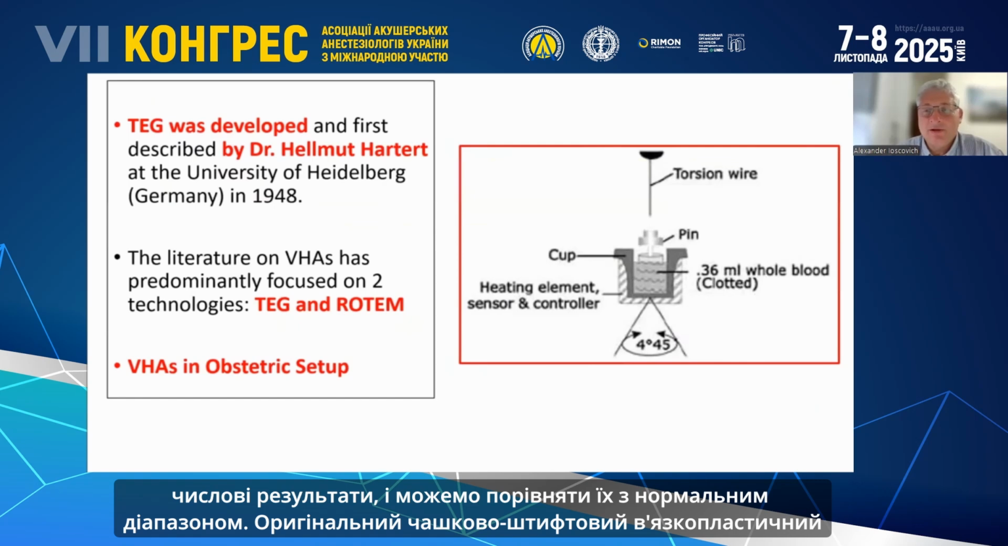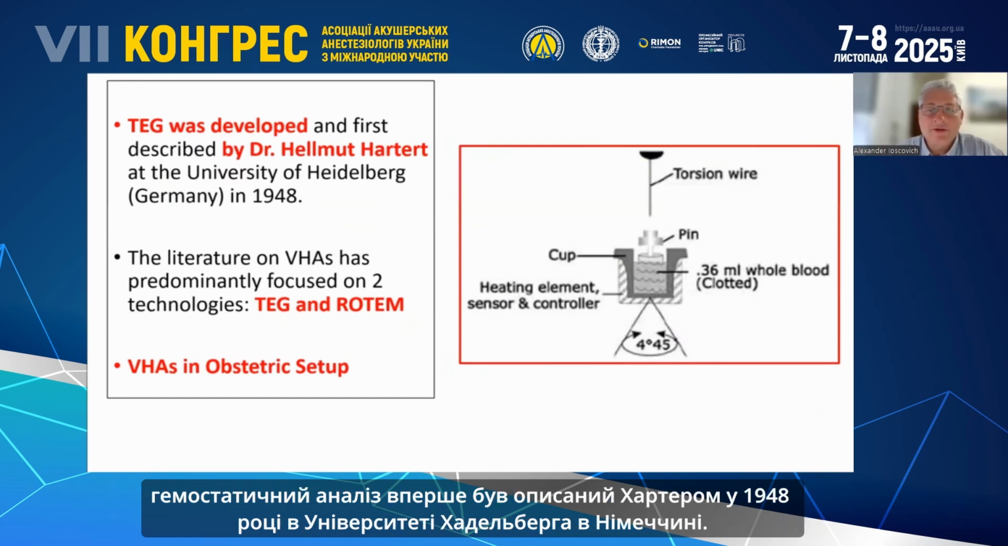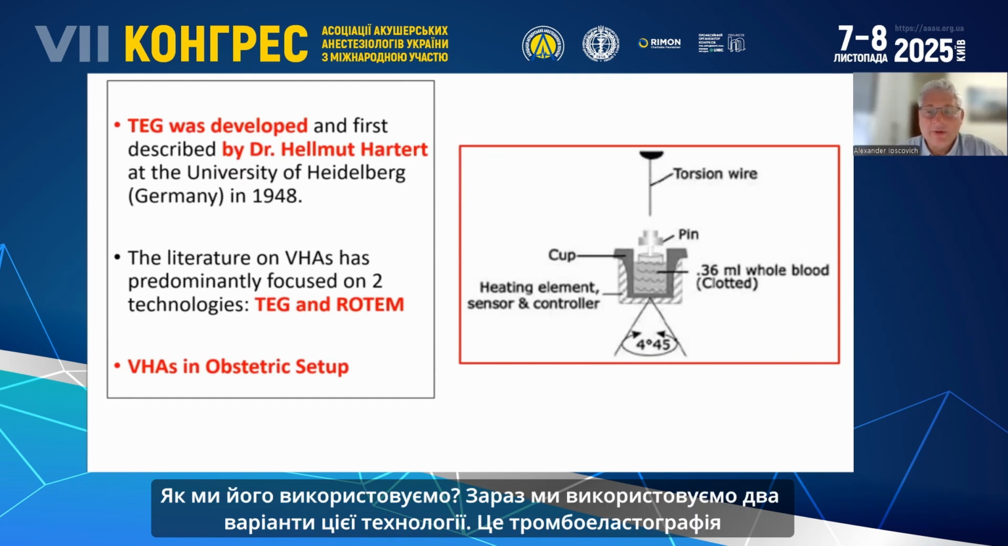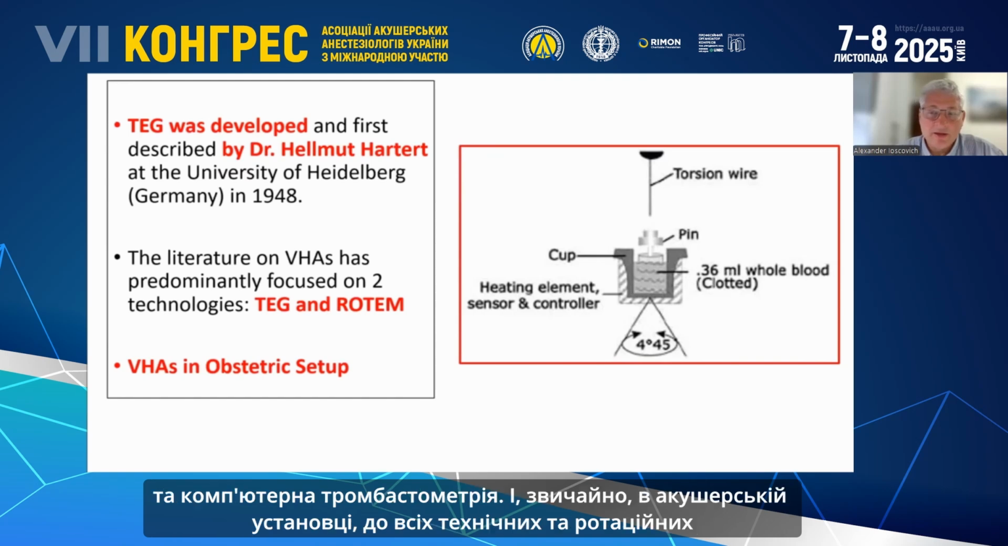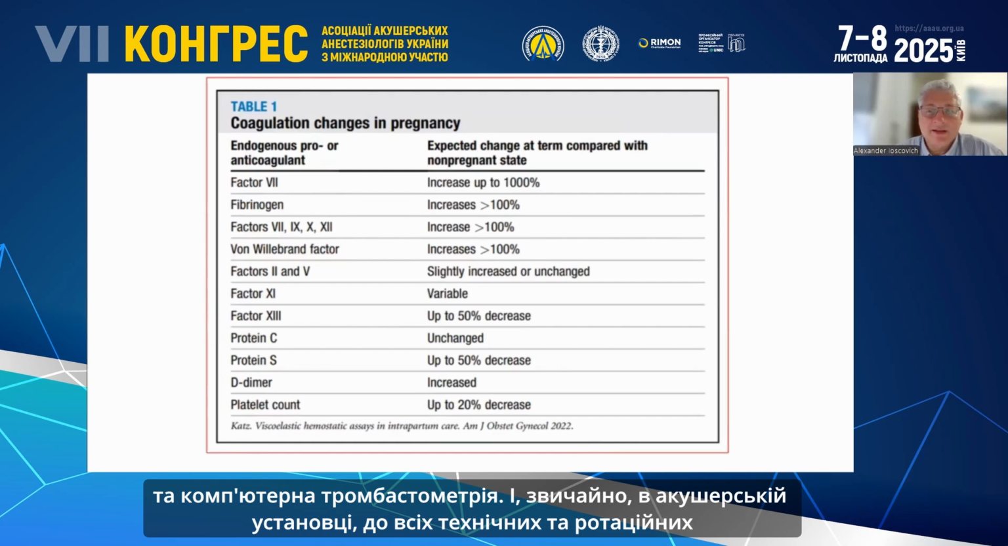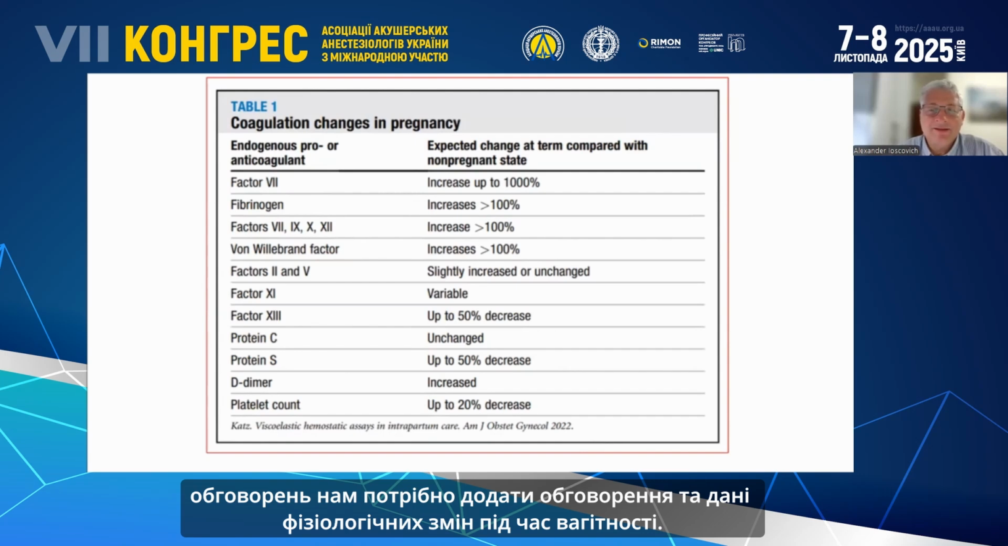The original cup and pin viscoelastic hemostatic assay was first described by Hartert in 1948 at the University of Heidelberg in Germany. Now we use two variants of this technology: TEG, thromboelastography, and ROTEM, rotational thromboelastometry. And of course, in the obstetric setup, to all the TEG and ROTEM discussion, we need to add the discussion and data of physiological coagulation changes of pregnancy.